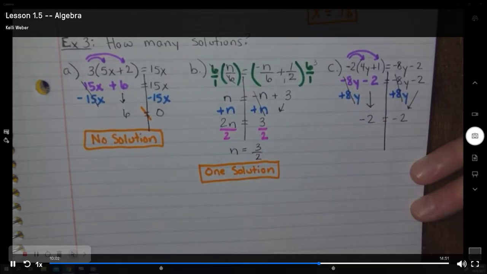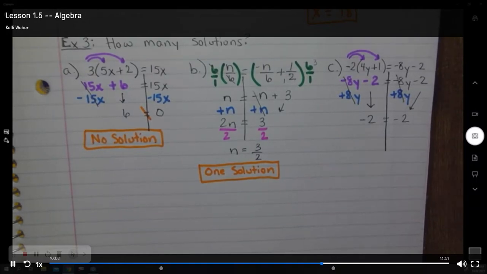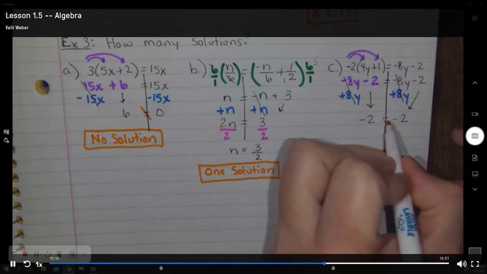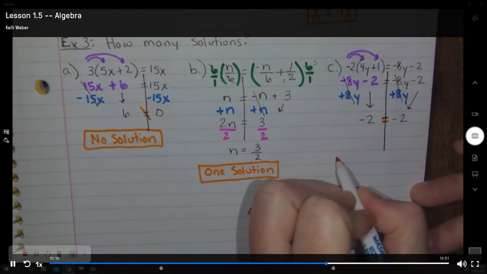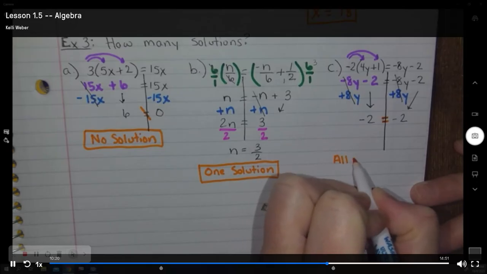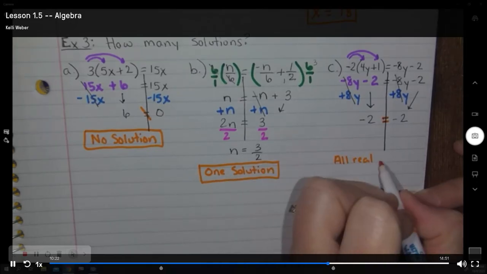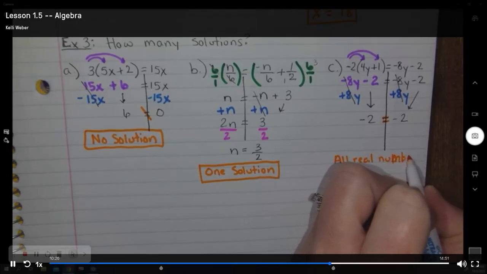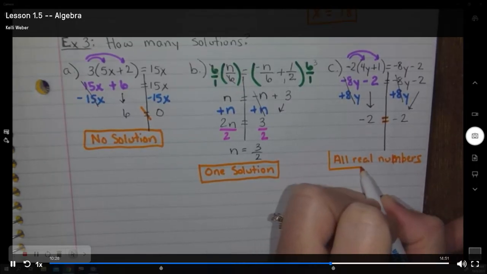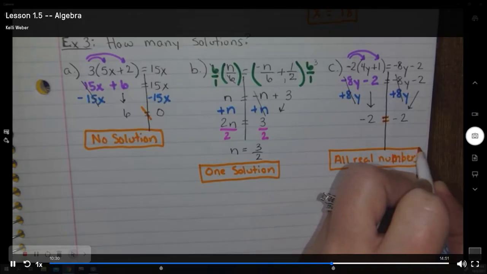Then again, just like with problem A, I ask myself, does negative 2 equal negative 2? In this instance, yes, it does. So for this problem, because these two things are equal to one another, we would call this solution all real numbers. Any number that you enter for x would be true and would give you a true solution.